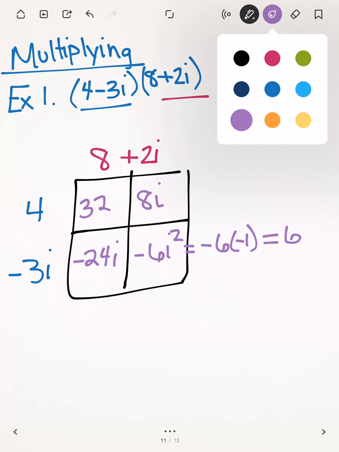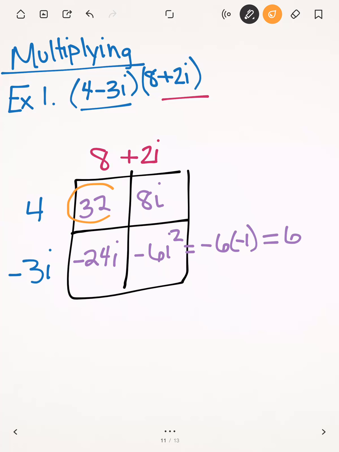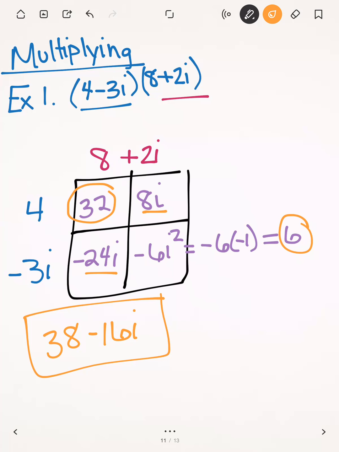So now I can combine my like terms. I have 32, which is just a number with no i, so I can combine it with 6. 32 plus 6 is 38. Then I have my negative 24i and my 8i. Negative 24i plus 8i is a negative 16i. So there is my answer for multiplying these complex numbers: 38 minus 16i.